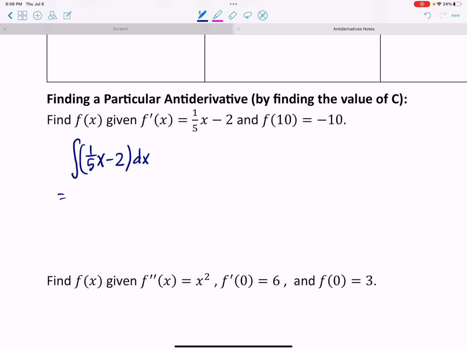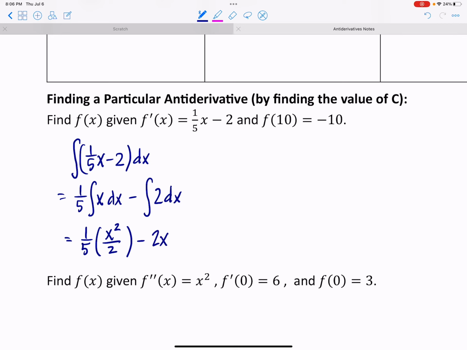So I'm going to rewrite this as 1/5 times the integral of x, and then minus the integral of 2. Oops, I forgot my dx here. It's not going to affect your work, just want to be proper. Integral of 2, and so we end up with 1/5 times x to the, add 1 to the exponent, divide by the new exponent, minus the integral of the constant. Antiderivative of the constant is going to be linear, so that's 2x, and then plus c. So this was our derivative. That means this is our function, okay?